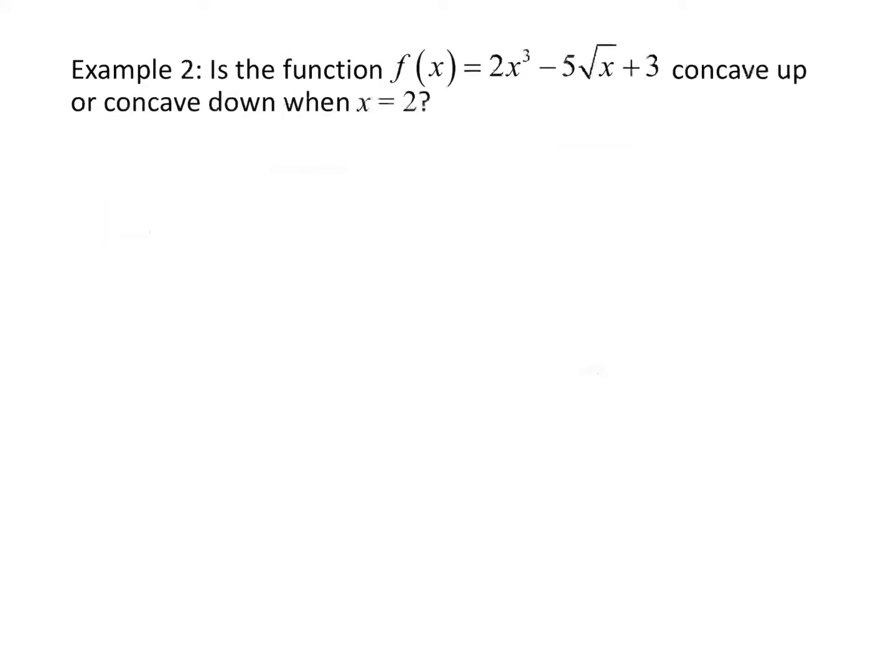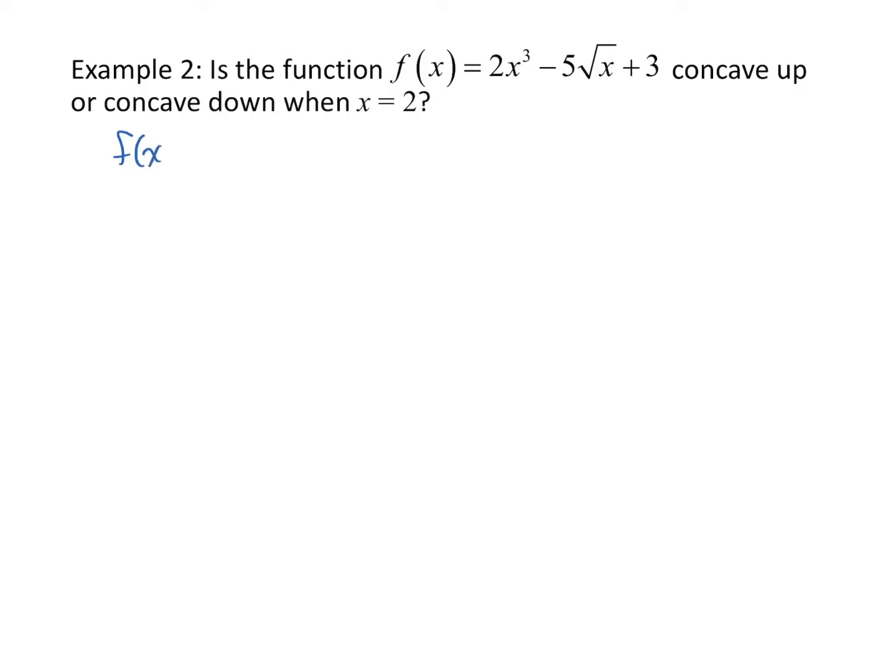Example 2 is the function f of x equals 2x cubed minus 5 root x plus 3. Is it concave up or concave down when x is equal to 2? In this case, we're talking about concavity, so we should be finding the value of our second derivative at x equals 2. If you're asked to show your work, you're going to have to find both derivatives by hand. If you're asked to use your calculator, you can use your calculator for the second step, but you still have to find the first derivative by hand.